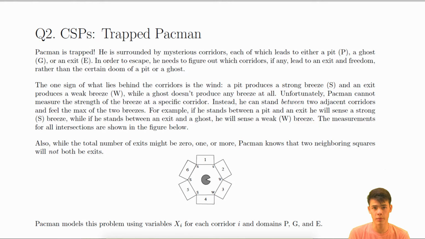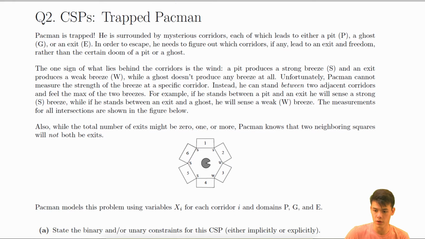So if we look at the diagram here, we see some S's and W's, each at the intersection of 2 of those corridors. Those are Pac-Man's actual measurements here. So that's the setup of the problem. To model this as a CSP, we're going to treat each corridor as a variable xi. So corridor 1 is x1, etc. Each of those is going to have domain p, g, and e, because those are the possible things that could be behind the corridor. All right, from here, let's try to formulate the constraints of our CSP.